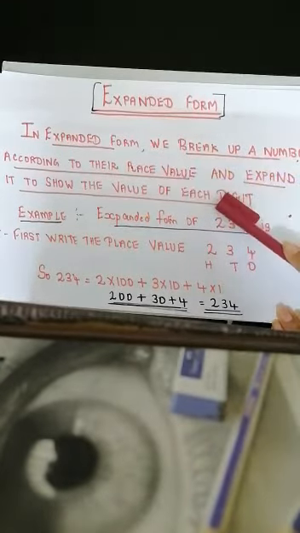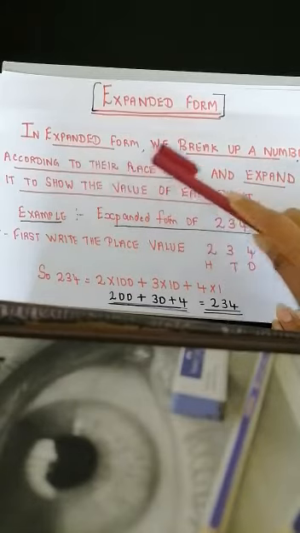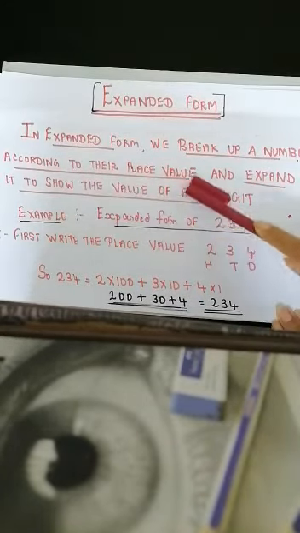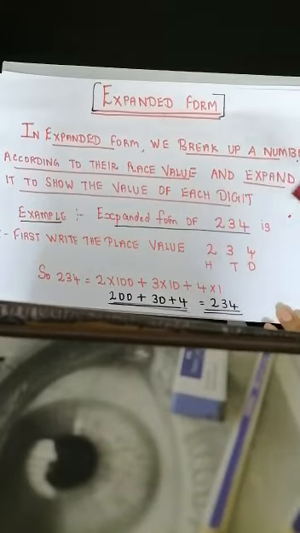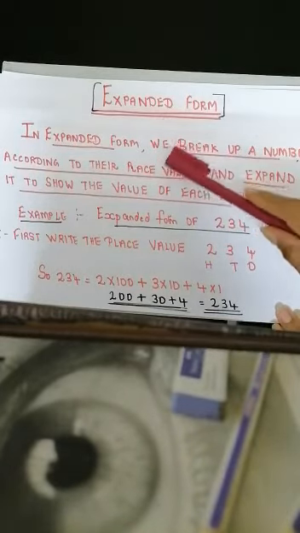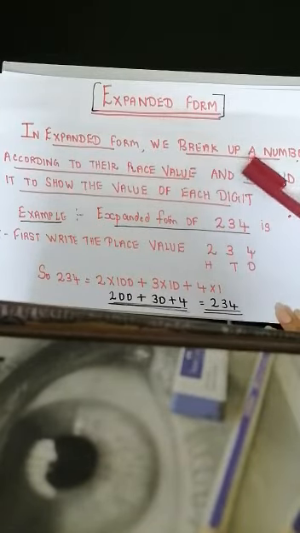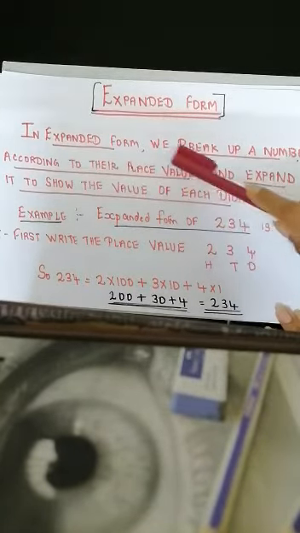In expanded form, we break up a number according to their place value and expand it to show the value of each digit. Once again, in expanded form, we break up a number according to their place value.